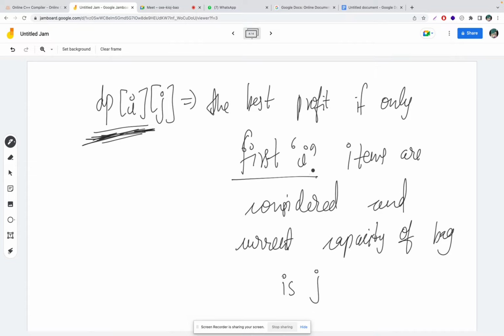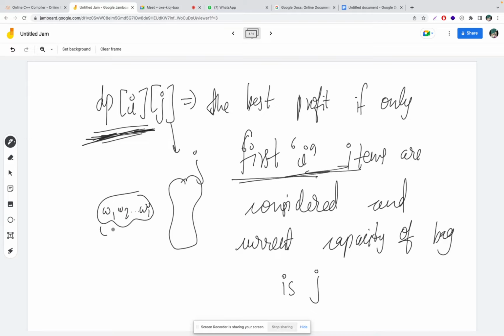Clear? So what is the best answer if I am only considering the first i items and the capacity of the bag is j? I am analyzing the items from 1 to i and thinking what would be the best profit if I put some of these items in the bag of capacity j. Is this clear to everyone?